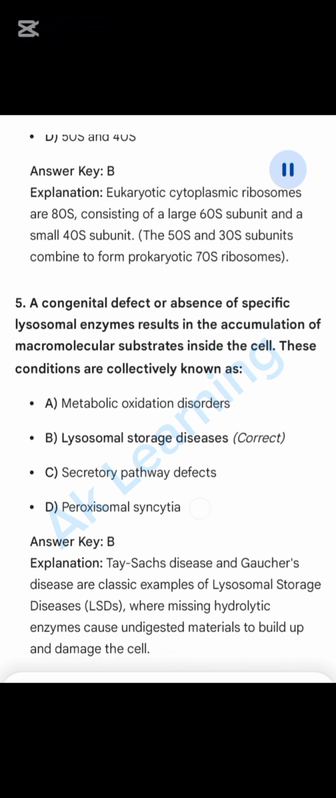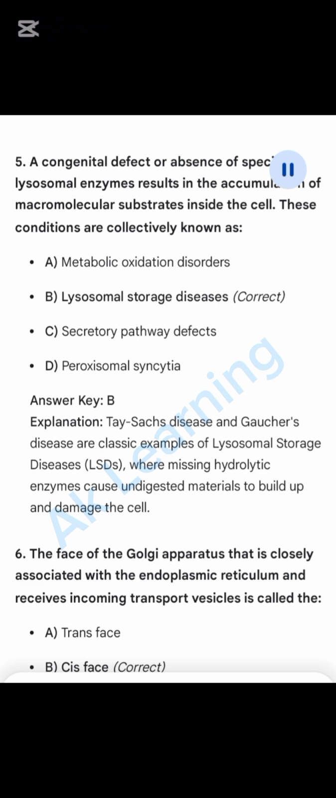5. A congenital defect or absence of specific lysosomal enzymes results in the accumulation of macromolecular substrates inside the cell. These conditions are collectively known as A. Metabolic oxidation disorders. B. Lysosomal storage diseases. Correct. C. Secretory pathway defects. D. Peroxisomal syncytia. Answer key, B. Explanation. Tay-Sachs disease and Gaucher's disease are classic examples of lysosomal storage diseases, LSDs, where missing hydrolytic enzymes cause undigested materials to build up and damage the cell.